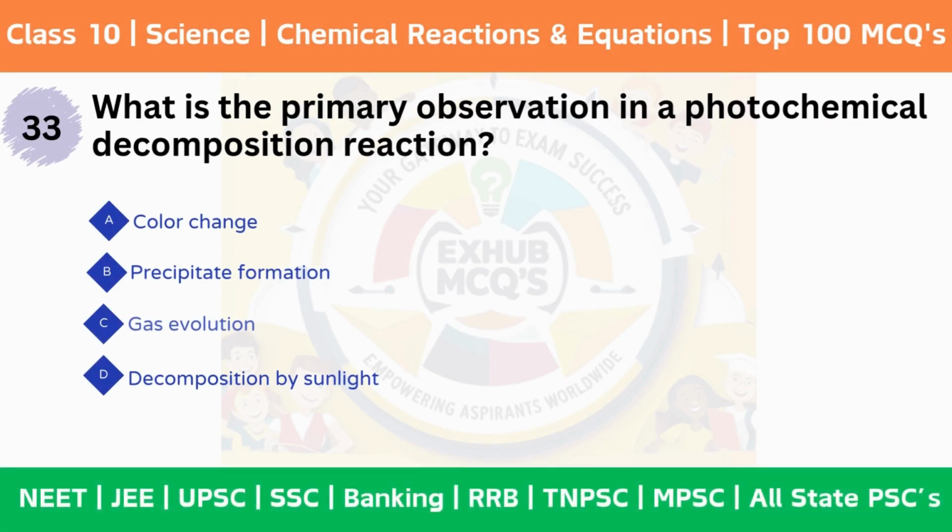MCQ 33. What is the primary observation in a photochemical decomposition reaction? Option A, color change. Option B, precipitate formation. Option C, gas evolution. Option D, decomposition by sunlight.